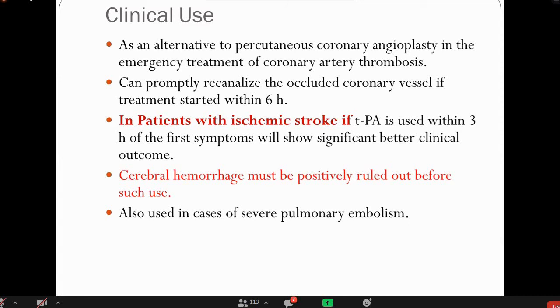But one important point: before starting the drug, you must rule out cerebral hemorrhage. Cerebral hemorrhage must be positively ruled out before such use, right? This is an important point, right? It is also used in cases of severe pulmonary embolism.